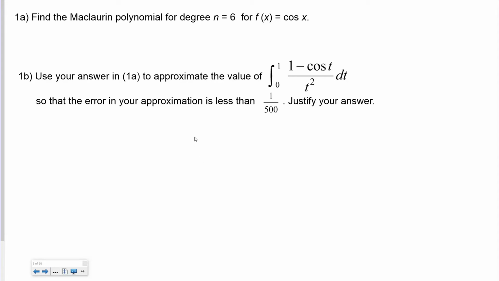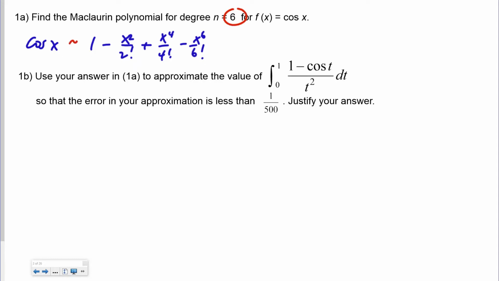Let's look at the first warm-up question. It says find the Maclaurin polynomial for degree 6 for cosine x. Cosine x is an even function, so it starts with x to the 0 over 0 factorial. That's really 1. So I have 1, and then it alternates in sign. So 1 minus x squared over 2 factorial plus x to the 4 over 4 factorial minus x to the 6 over 6 factorial. And it says stop at degree n equals 6, so I'm going to stop right there.